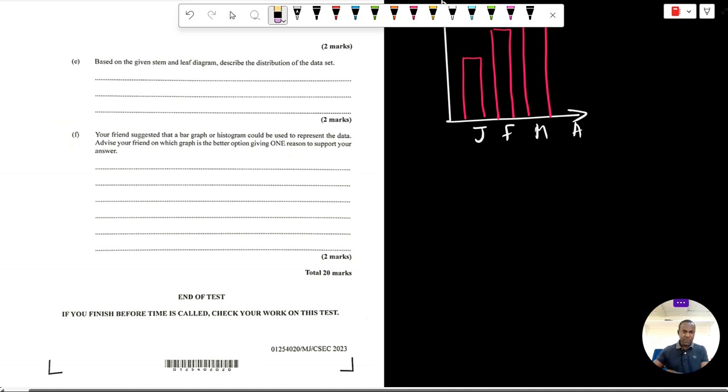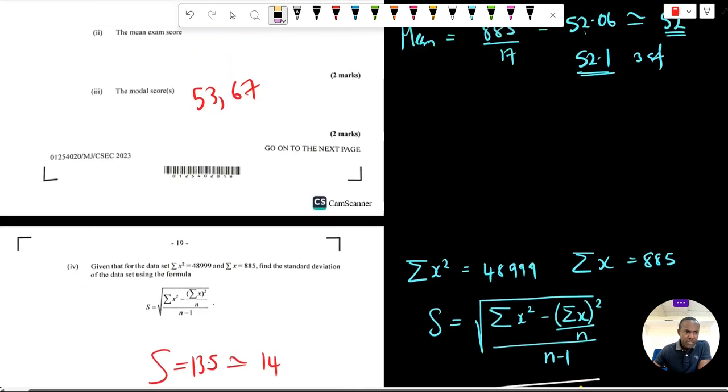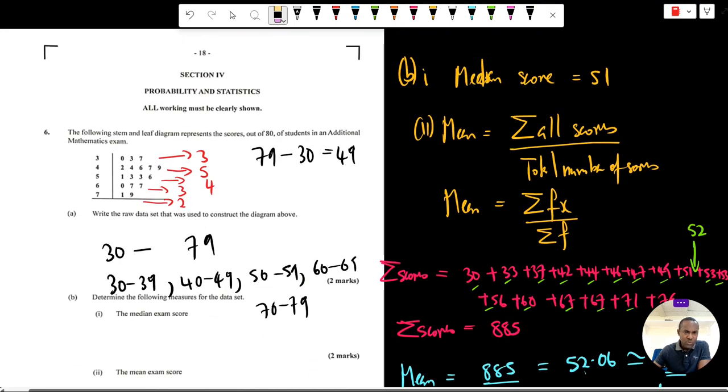All right. So this is the end of the question, and this question was, of course, question 6 from the May June 2023 edition of CSEC Additional Mathematics.